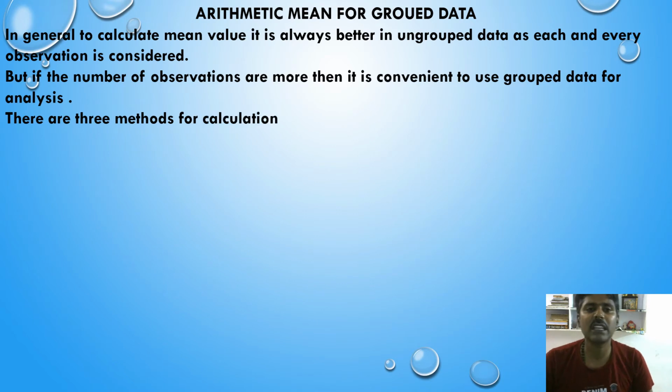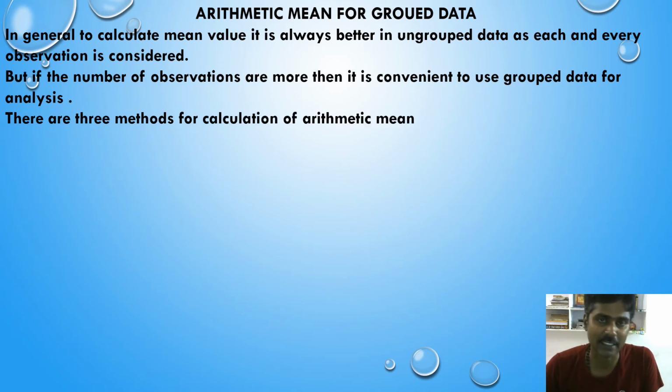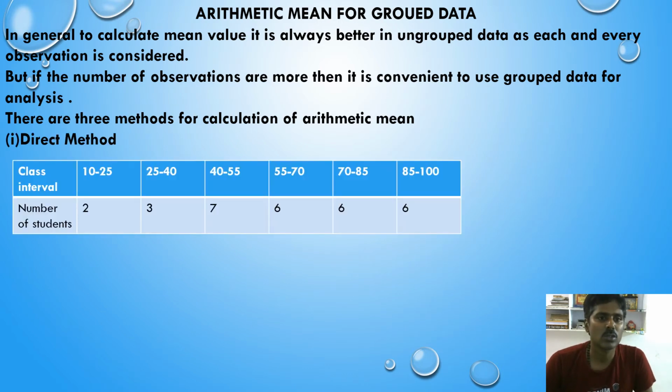Now, there are three methods of calculation of arithmetic mean. In that, I am explaining you the first method, the direct method of arithmetic mean. So the first method is the direct method. With an example I will explain here.